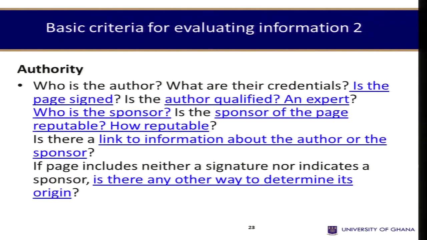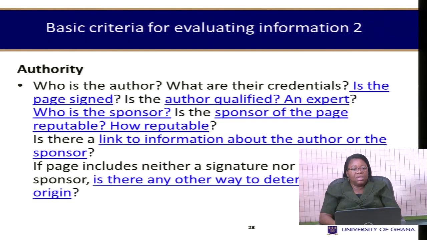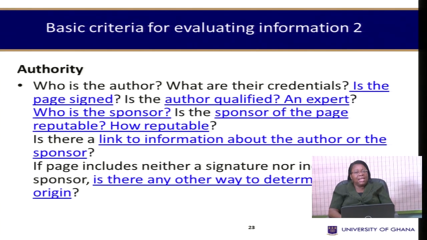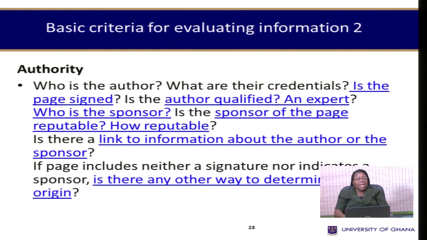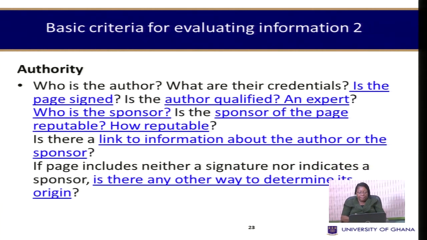So we'll go into a few details to mention why we need to evaluate based on these 5 criteria. For authority, the first criterion, you need to know who the author is, or what his credentials are. And you need to consider the other things which have been highlighted in this particular page.